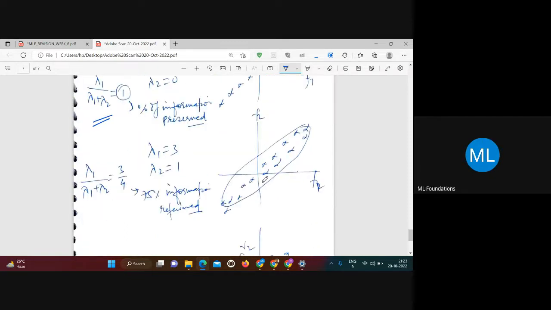Similarly, for this other data set, I have lambda 1 as 3 and lambda 2 as 1. When converting from 2D to 1D, I conserve only the direction corresponding to the eigenvalue 3, the maximum value, and skip the eigenvector corresponding to lambda 1. How much information is preserved? It is lambda 1 divided by lambda 1 plus lambda 2, which is around 75%. It's not that good, but it's fine.